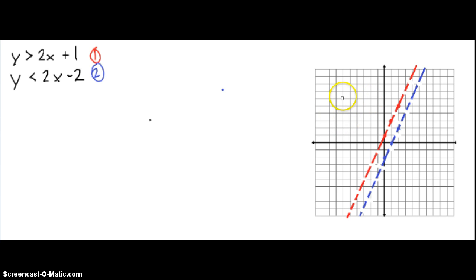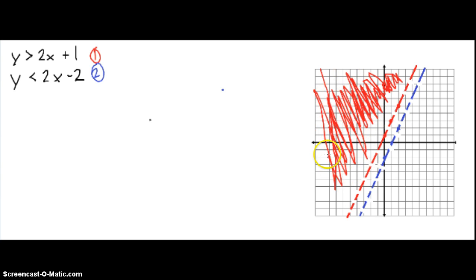So since y is greater than 2x plus 1, my red equation, we're going to shade above that line. So let's shade all this region above that line. And since for our blue equation, y is less than that blue line, we're going to shade below the blue line.